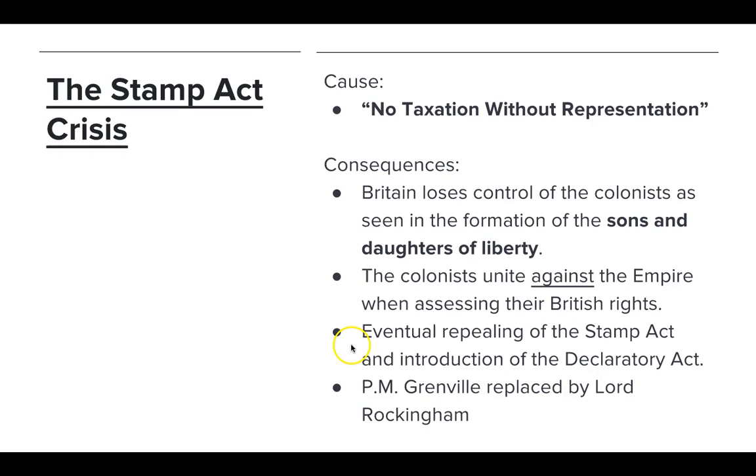as seen in the formation of the Sons and Daughters of Liberty, and the colonists uniting against the Empire when assessing their British rights. And they're kind of the two key consequences. The cause, no taxation without representation. The consequences, those two, again, I'll say in two different ways. One very civilized and one very aggressive.